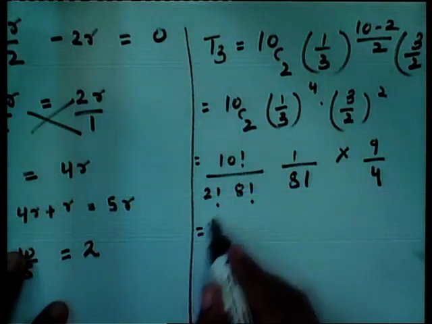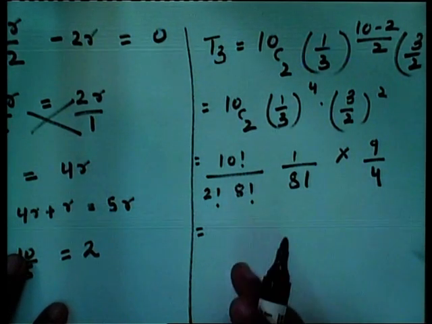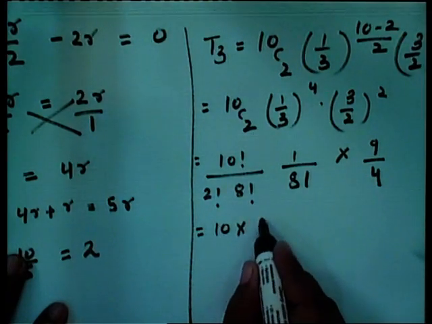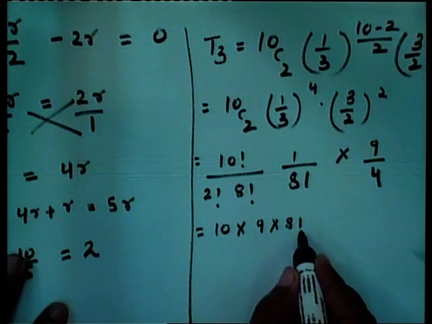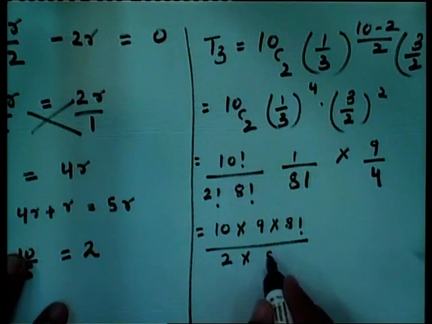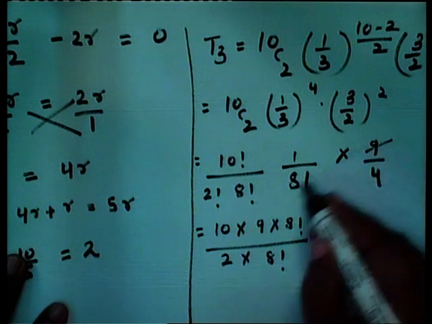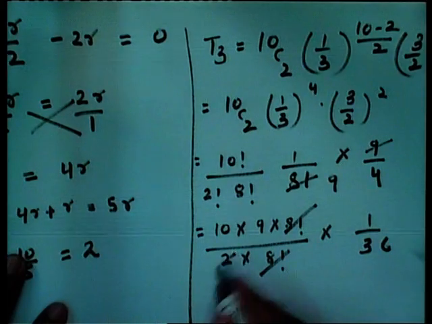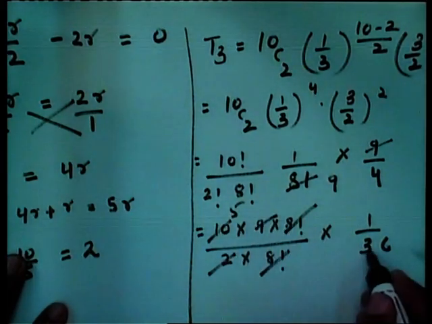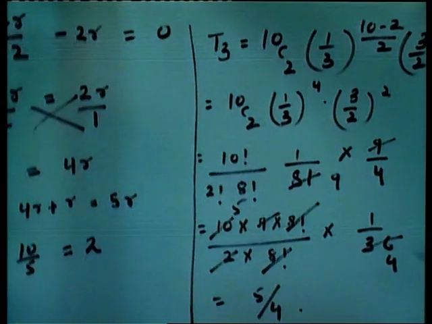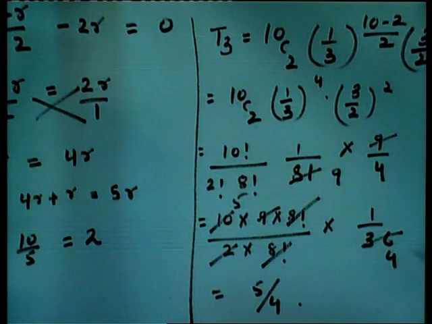So, let us simplify this. 10 factorial means 10 into 9 into 8 into 7 into up to 1. So, I can write this as 10 into 9 into 8 factorial upon 2 factorial, which is 2 into 1, into 8 factorial. Now 9 gets cancelled with 81, leaving 9. So, 1 upon 36. This gets cancelled with this: 2 5s are 10, 9 4s are 36. So, this will be 5 upon 4. So, the third term, which turns out to be 5 upon 4, is the term independent of x.